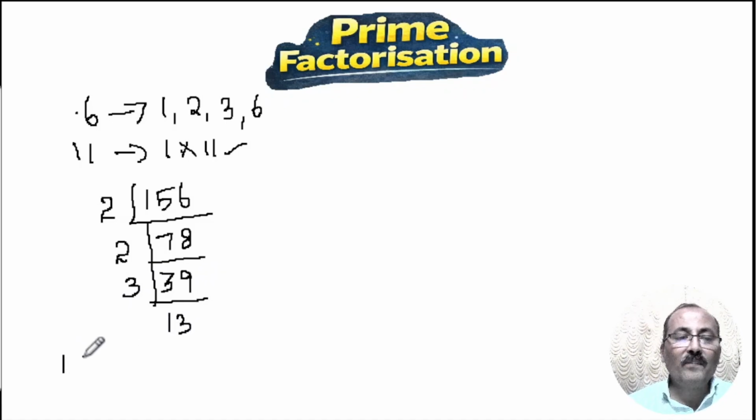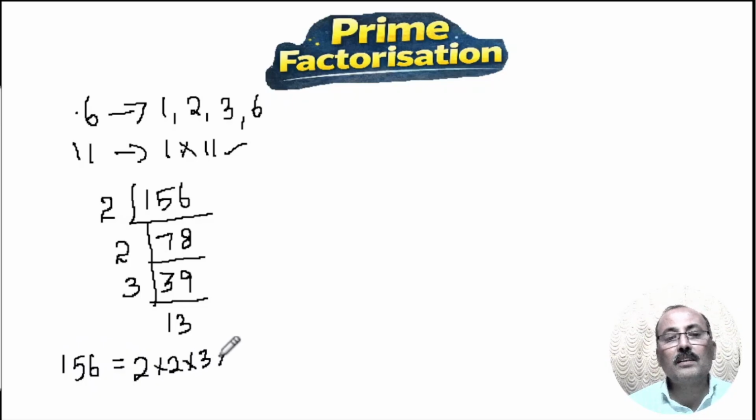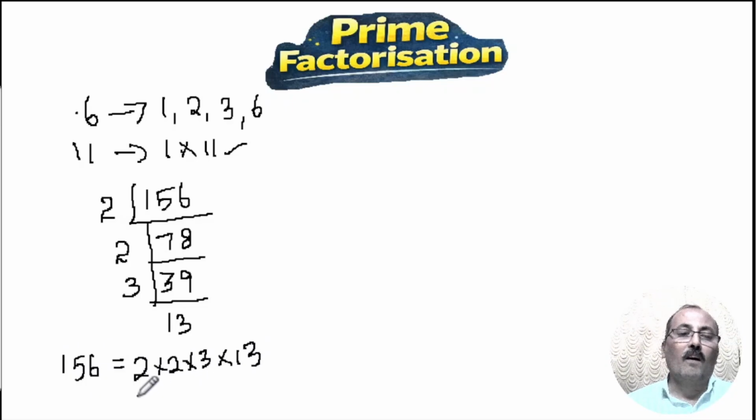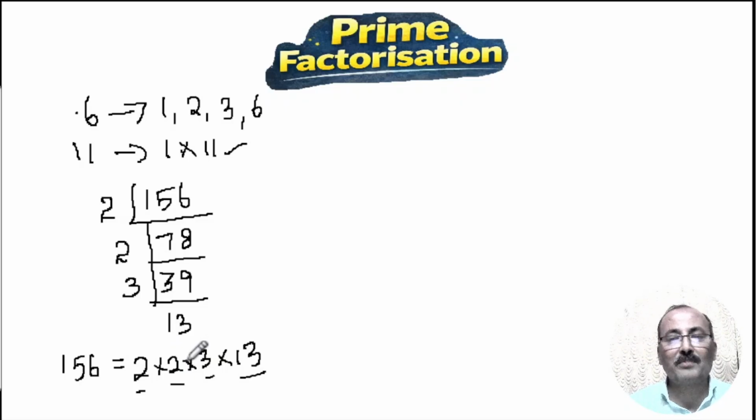Now, 156 can be written as 2 into 2 into 3 into 13, where all these numbers you see, 2, 2, 3, 13, are having only 2 factors. That's why they are called prime factors, and 156 you are writing as the product of prime factors. Hence, this is called prime factorization. You can do this for any bigger number, let it be small or big.